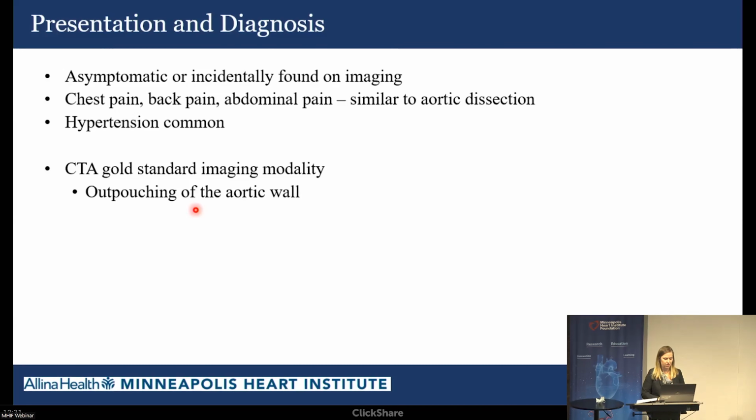CTA is the gold standard imaging modality. This allows us to better look at the aortic wall and look for the outpouching that's characteristic of the penetrating aortic ulcer. It also allows us to assess for any concomitant intramural hematoma, contrast extravasation, pseudoaneurysm, or even rupture. It is important to distinguish penetrating aortic ulcers that are isolated and not associated with intramural hematoma, because those have a different overall disease process than those associated with intramural hematomas, which have a more guarded prognosis.